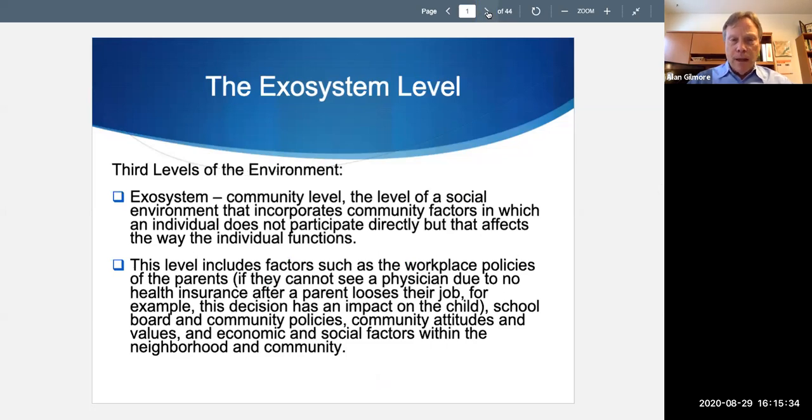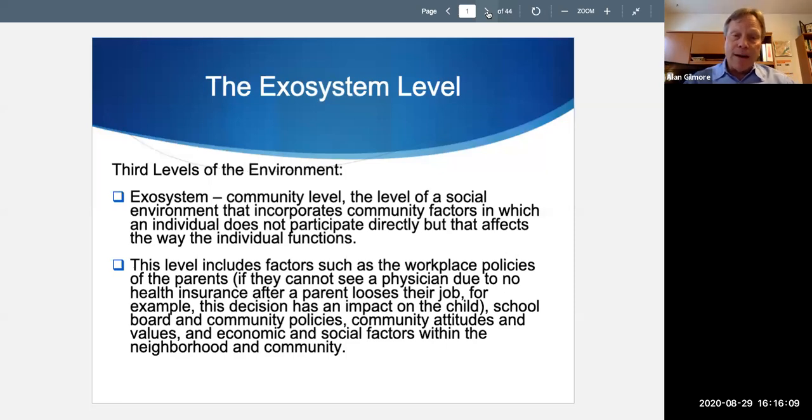So the third level of the environment is what's identified as the exosystem. The exosystem is defined as, first of all, you're starting to move away from individuals and move more into the sense of a community or the community level. This is the level of a social environment that incorporates community factors in which an individual does not participate directly, but that affects the way the individual functions. So let's get into this a little bit more.